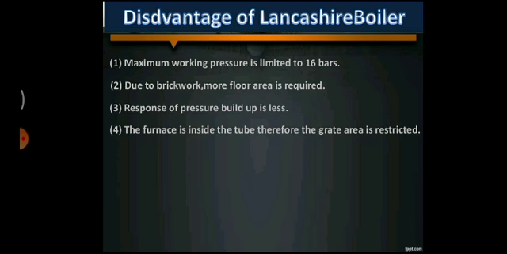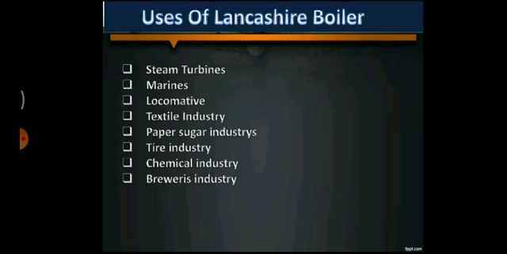Disadvantages of Lancashire boiler: maximum working pressure is limited to 16 bar, no more than 16 bar it will be used. Due to the brickwork, more floor area is required. It requires a larger space. Third, response of pressure build-up is least. The furnace is inside the tube, therefore the grate area is restricted.